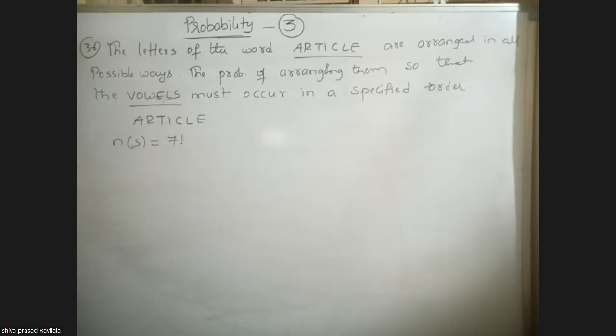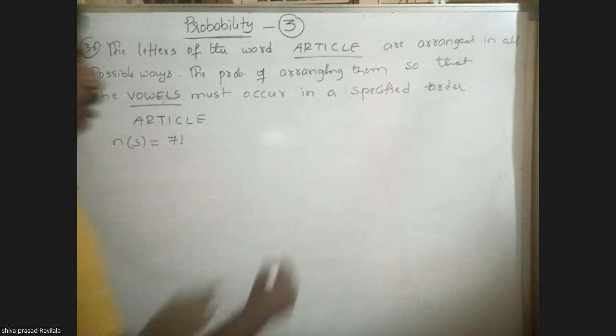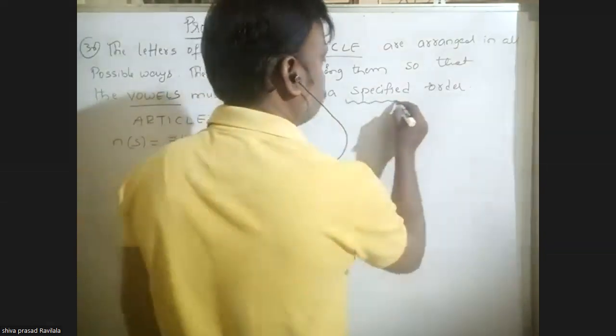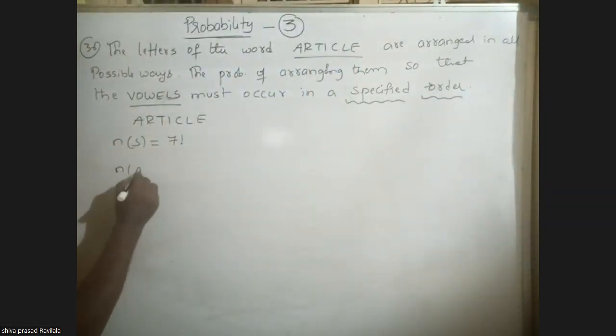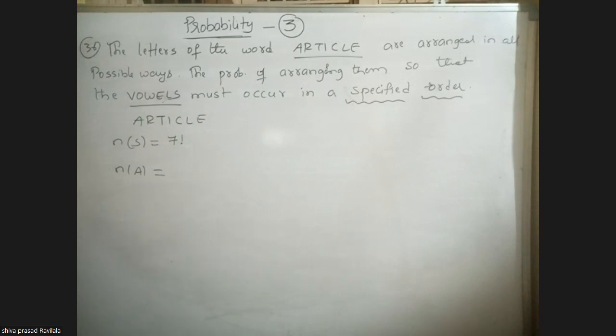Okay, what is our condition? The probability of arranging them so that vowels must occur in a specified order. What is the meaning of this one? Specified order. n(A) is equal to what? Specified order means you don't touch the thing. Just leave it, because that is fixed. That is my place, your place. You just arrange the remaining all. Specified order means that is fixed.